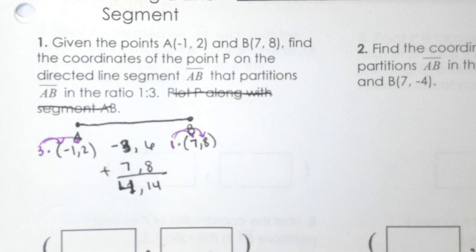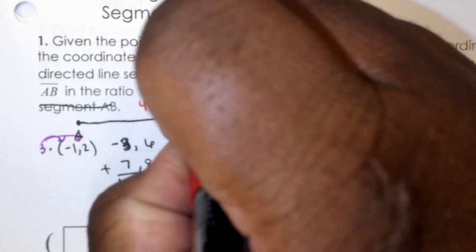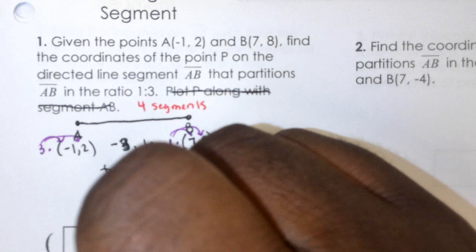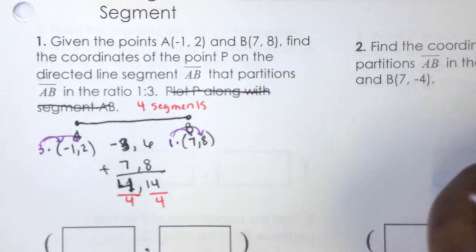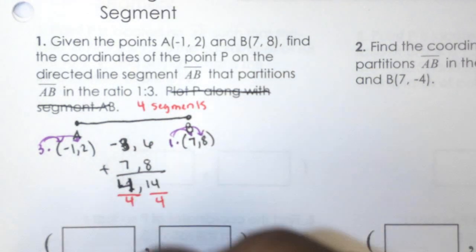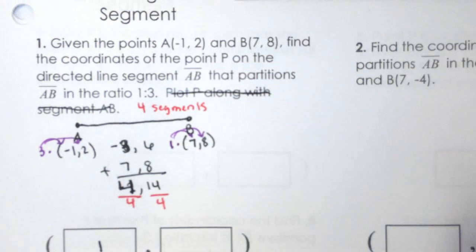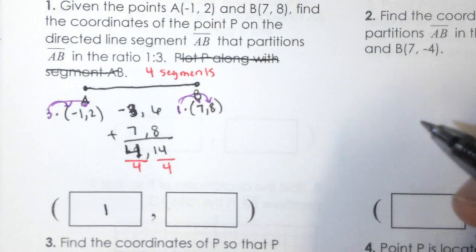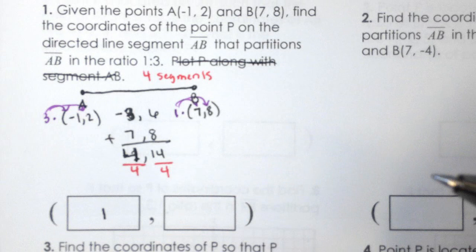So it's 4 and 14, children. I forgot to get my total number of segments up here. It was 4 segments, so we divide them by 4. You're going to get 1 right here. And this way you run into the issue at 14 divided by 4. You're not going to get a whole number.